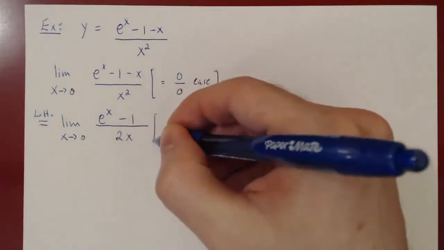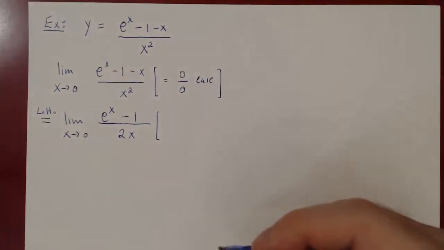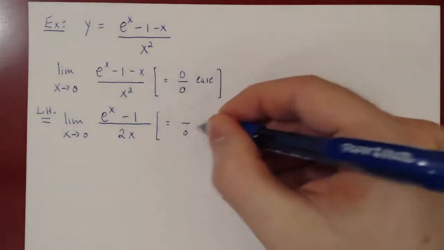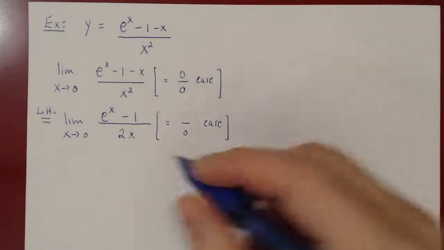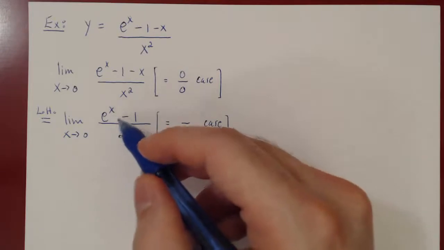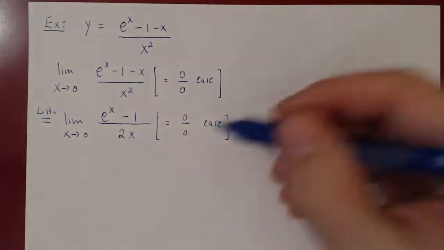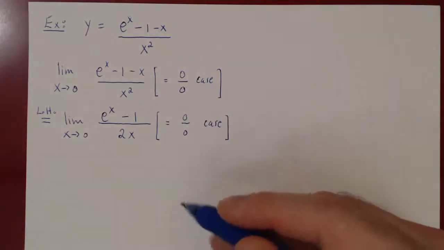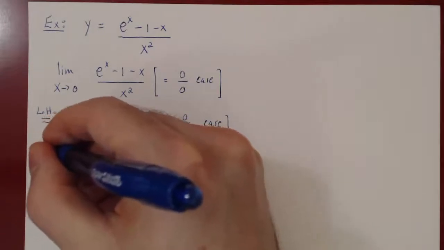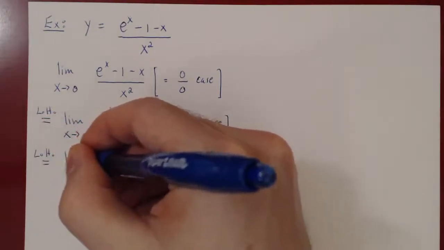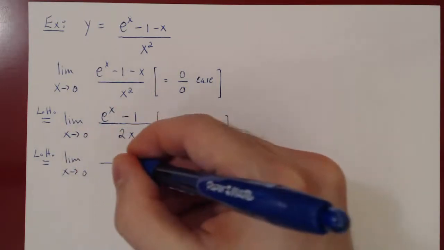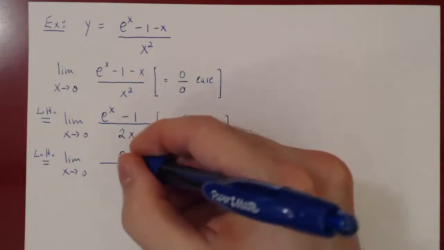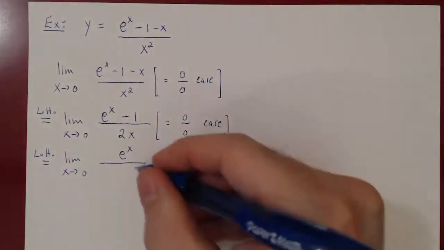We look at our case. As x goes to 0, so does 2x. E to the x approaches e to the 0, which is 1, minus 1 is also 0. So we have once again an indeterminate case, but because it's 0 over 0, we can use L'Hopital's rule one more time. We are still letting x approach 0. Replacing e to the x minus 1 by its derivative, which is e to the x. Replacing 2x by its derivative, which is 2.